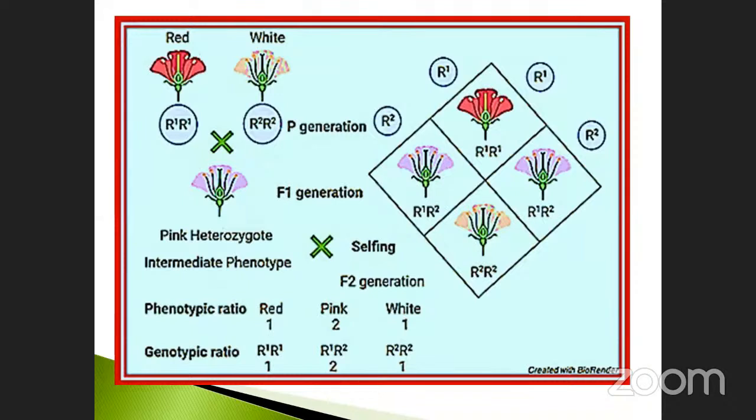Red and white, you will get an F1 generation that is pink. Heterozygote; this is homozygous, this is also homozygous. Here both characters are expressed, so it is considered a heterozygote. Selfing, you will get these types. This is the checkerboard. So the phenotypic ratio is 1 red, 2 pink, and 1 white. Genotype ratio: R1R1, R1R2, R2R2, like that. They mention here that R1R1 is the dominant, the red color. R2R2 is the white color. The intermediate R1R2 is the pink color. We can assume it ourselves.